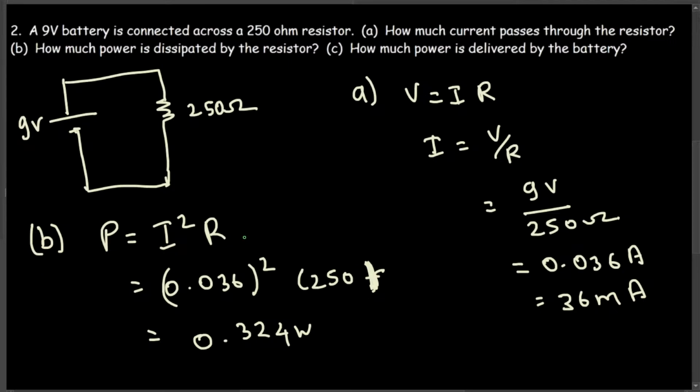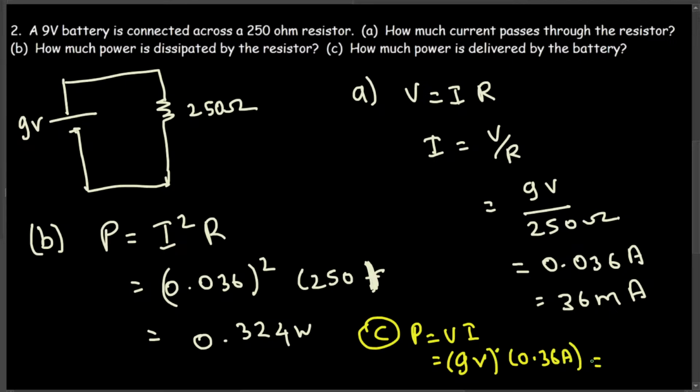Okay, now we are done with the B part. Now let's look at the C part. How much power is delivered by the battery? When they represent battery, we need to have an equation with voltage. So that's the other equation connected with power and voltage, P is equal to VI. We can use that one here. The voltage is 9 volts and the current is 0.036 ampere, and if you multiply again you get the same answer, that is 0.324 watts.